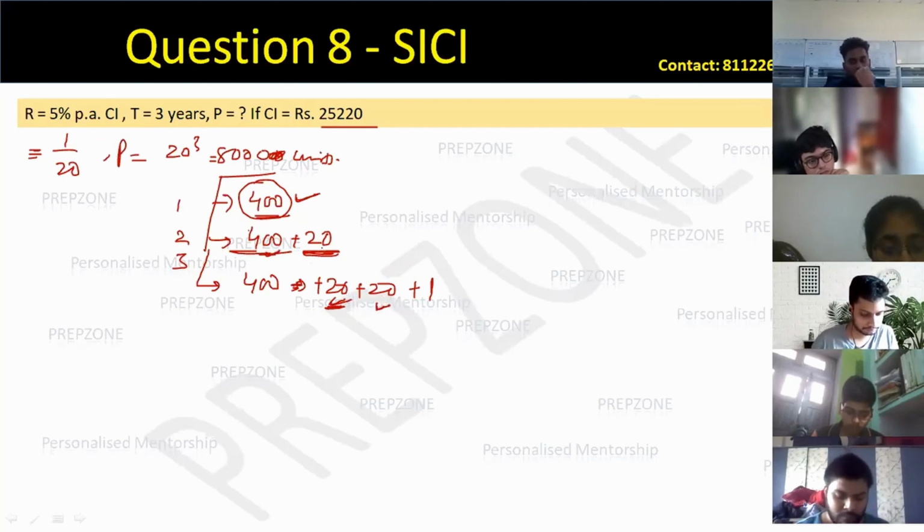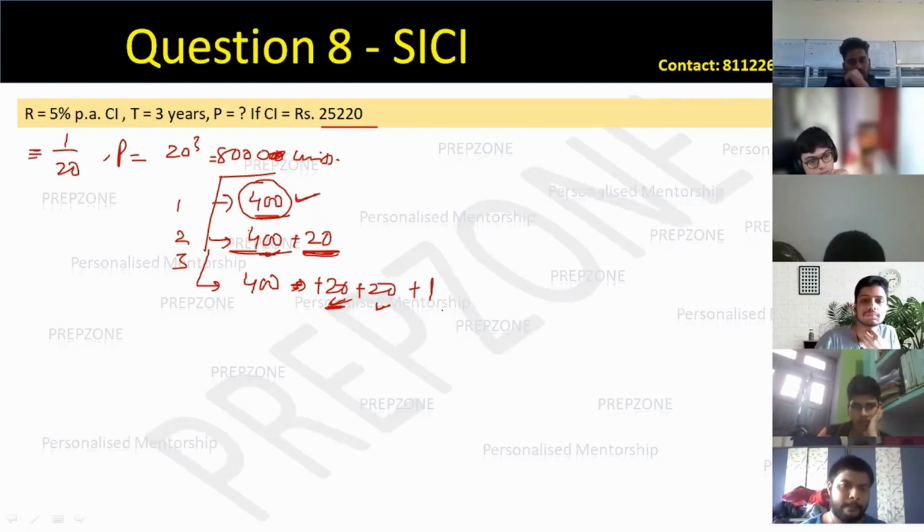Then second year ka jo interest tha, that was rupees 20. Us pe we will have interest at the rate of 1 by 20. So 1 by 20 into 20 will be equals to 1. So this is what will come in the third year.